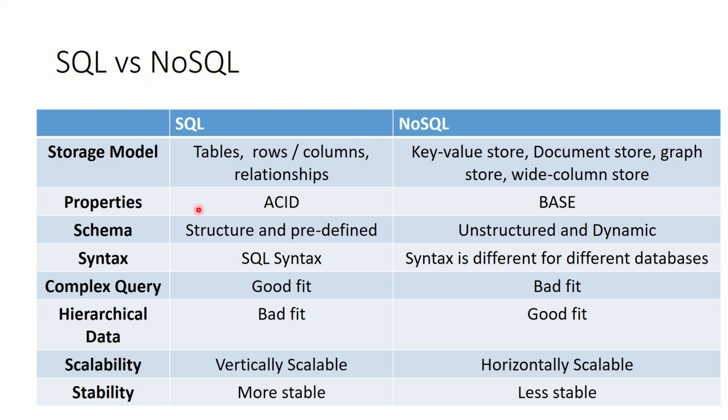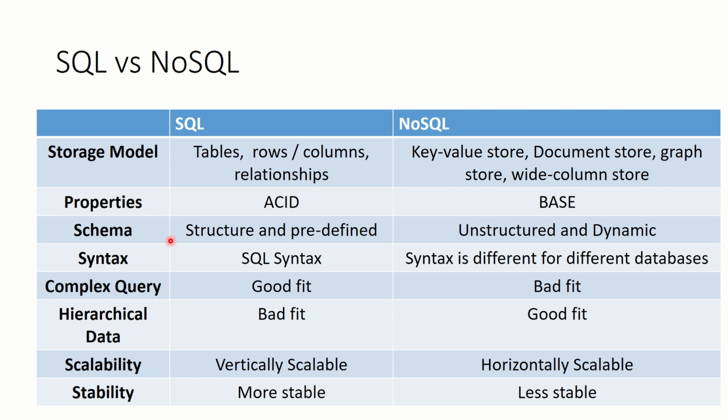And regarding the properties, SQL databases have to follow atomicity, consistency, isolation, and durability. But in the case of NoSQL databases, it is BASE properties which have to be followed, right? So it is basic availability, soft state, and eventual consistency which have to be followed.